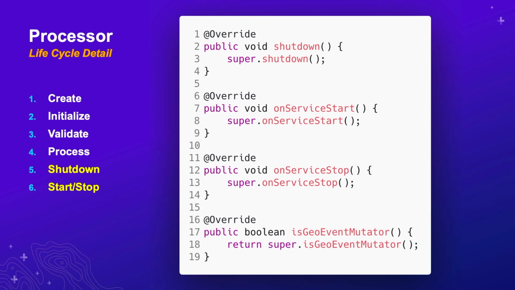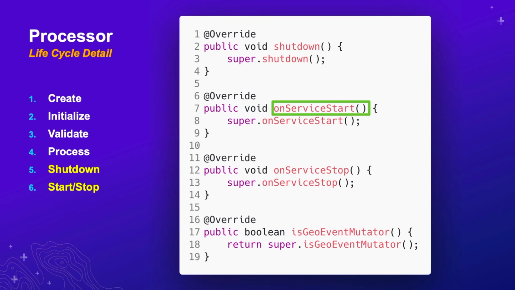Lastly, we have the shutdown stage. These are all optional methods, but helpful if you want to do some resource management. The shutdown method is called when GeoEvent Server is shutting down, and will clear all the properties. Note that I did say GeoEvent Server and not the GeoEvent Service.